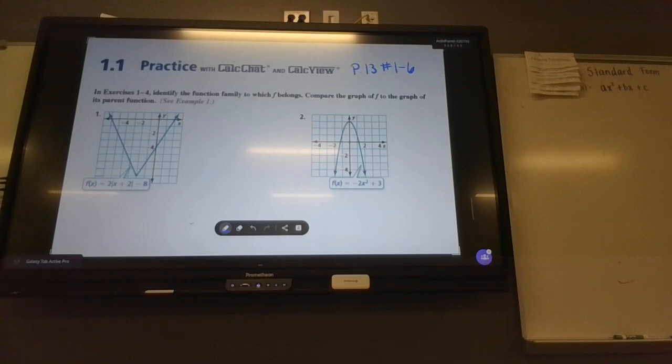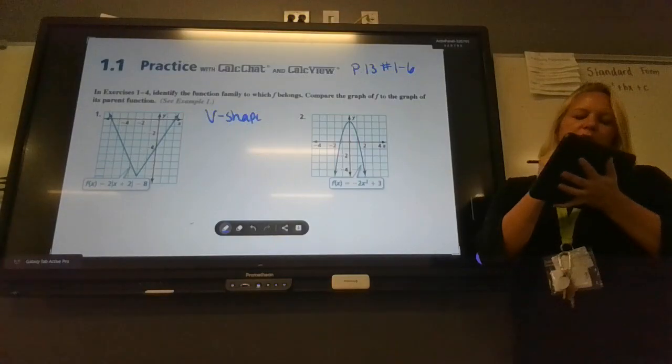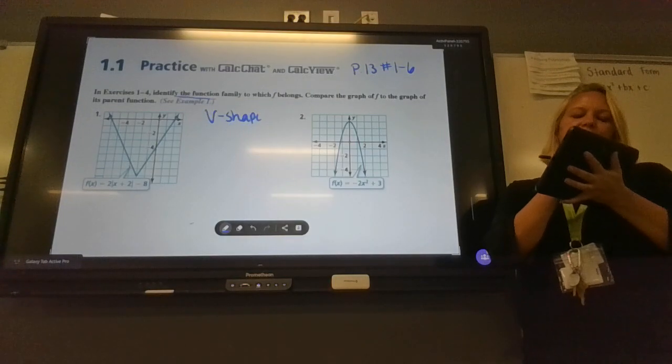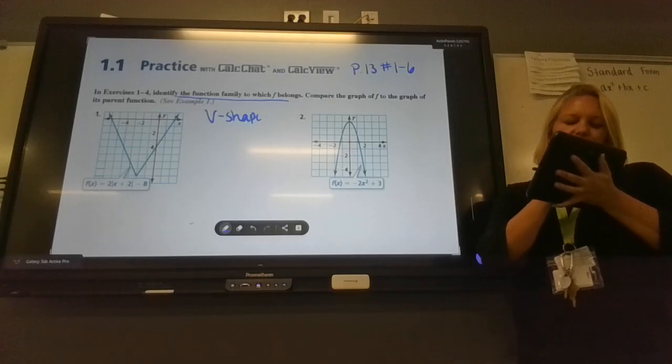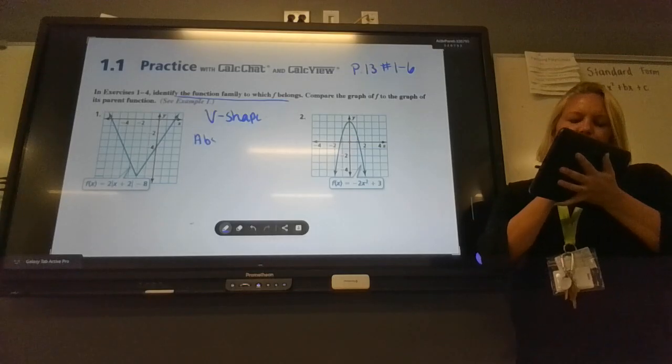Number one makes a V shape. So I'm going to think about that. I'm going to look at the function family handout. Which family looked V-shaped? So I can go ahead and identify the function family just by the visual. V-shape is absolute value.